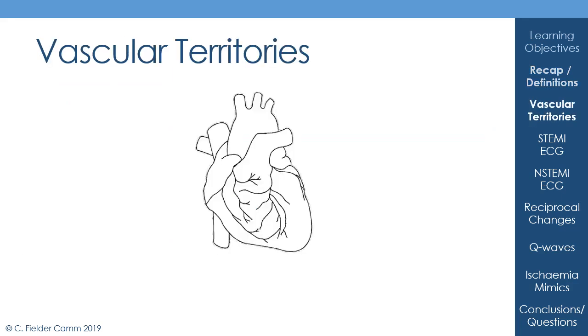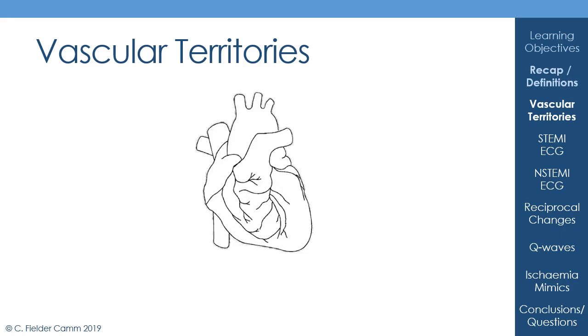So I think it's important to have an idea of some of the vascular territories around the heart. So the heart is supplied by a left and right coronary artery that comes off the aorta, and then that left coronary splits into the left anterior descending and the circumflex arteries.